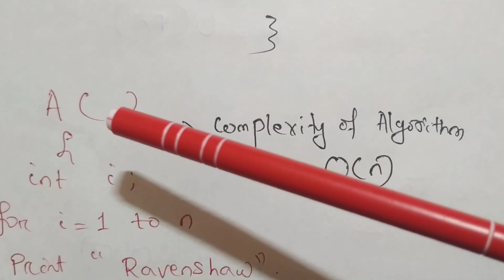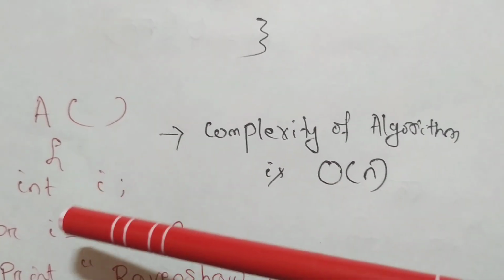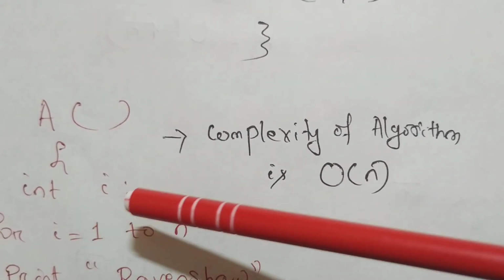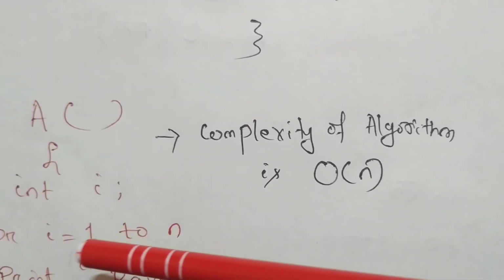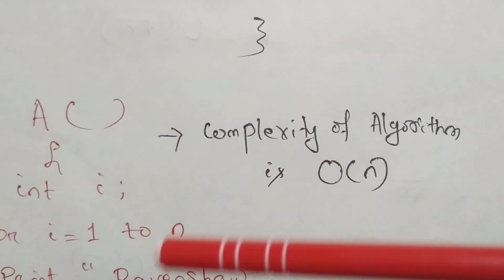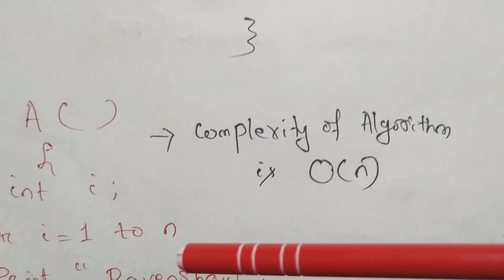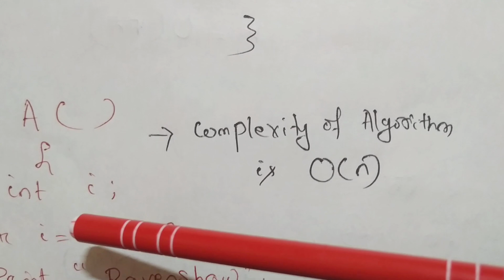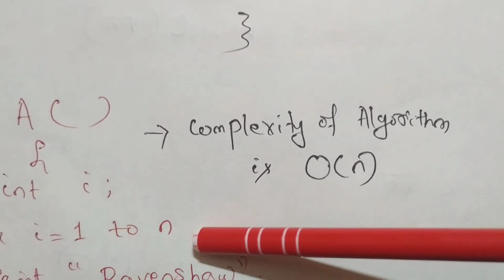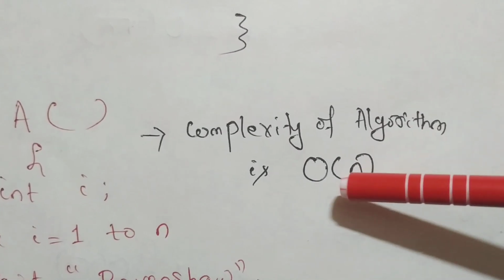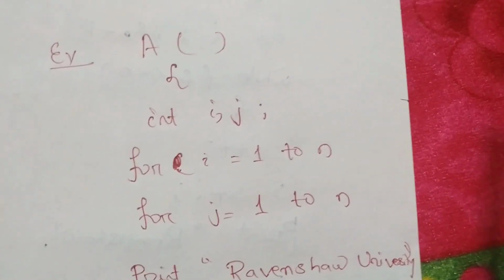Suppose, see one example. Here A is a function or algorithm, and the integer i, so we have to execute the loop up to n number of times. So i from 1 to n, and if we are interested to print a statement, Revensa, what is the time complexity? It will execute up to n number of times. So the complexity of the algorithm will be what? Order of n. Okay.